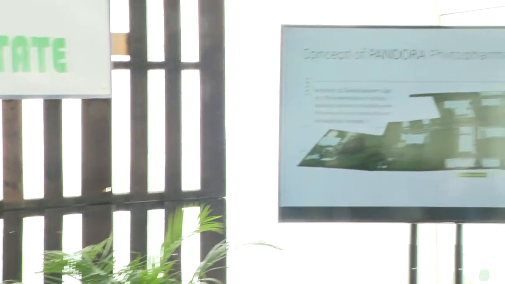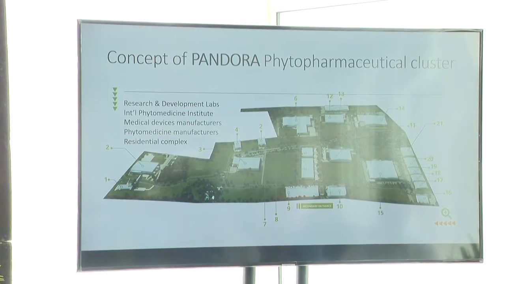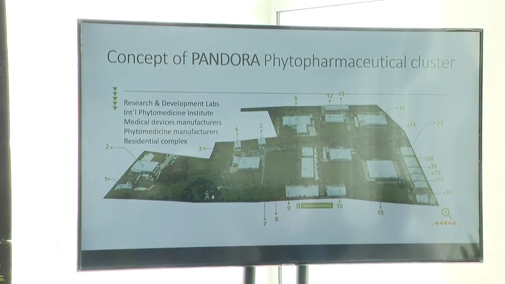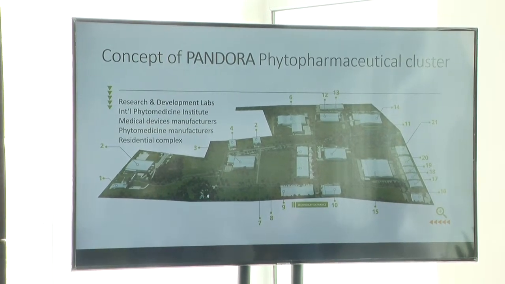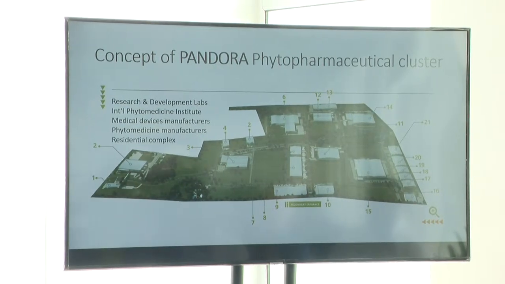So this is an example of a pharmaceutical cluster. This one is actually in Costa Rica. This is the type of complex that will be developed. You will have research and development facilities. You will have manufacturing. You'll have residential complexes where the scientists and the patients who will be doing clinical trials could be housed. So, it's an integrated cluster that supports each other.